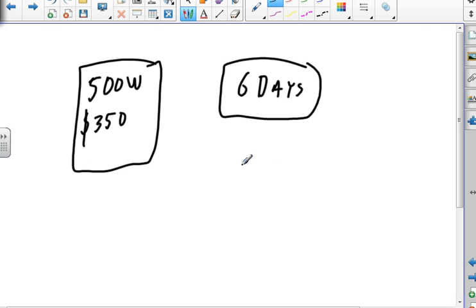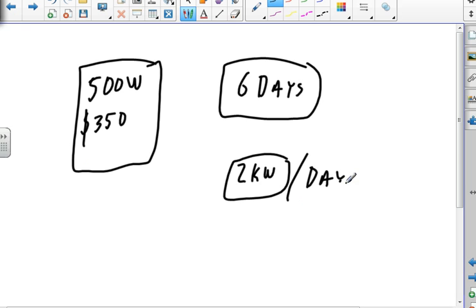my house used 2 kilowatts per day during the summer when I was in Connecticut. My house in Nebraska used 2 kilowatts a day every day.